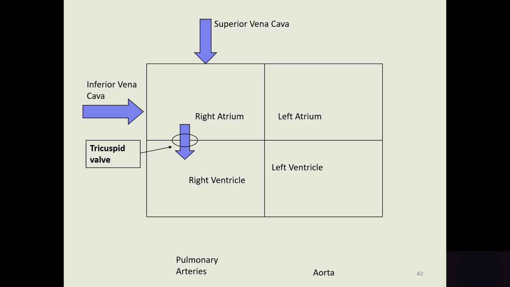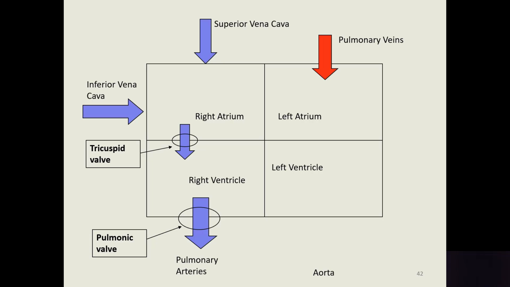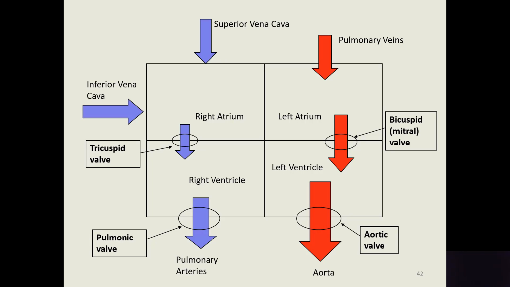Then it goes through the tricuspid valve into the right ventricle. From the right ventricle, it goes through the pulmonic valve. From the pulmonic valve, it goes out to the pulmonary arteries, and the pulmonary arteries to the lungs, where it picks up oxygen. From the lungs, the oxygenated blood now goes to the pulmonary veins. Pulmonary veins send it to the left atrium. From the left atrium, it then passes through the bicuspid or mitral valve to the left ventricle. From the left ventricle, it goes through the next valve, which is the aortic valve, out to the aorta, into the rest of the body.